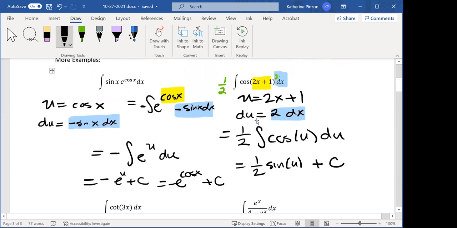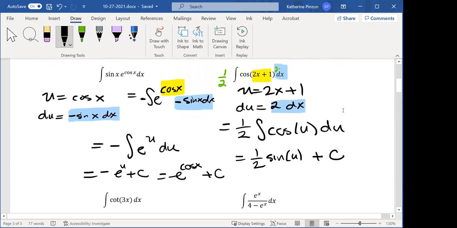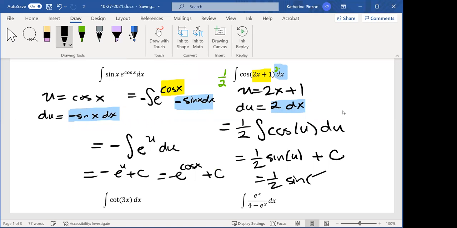Okay, we were almost done with this one. What's the last step to finish it? What did you say? I didn't hear you. Plug in u, yeah. So plug in 2x plus 1 for u there. So 1/2 sine of 2x plus 1, plus c.